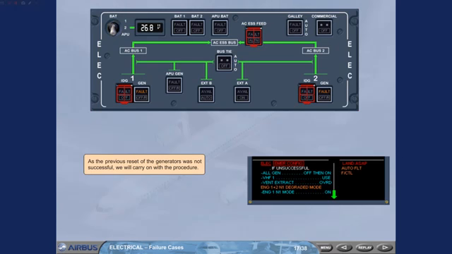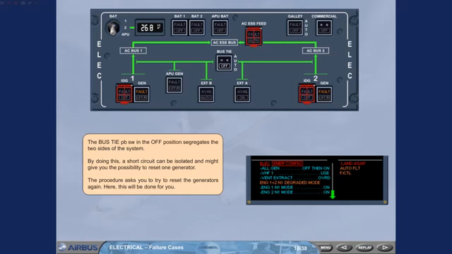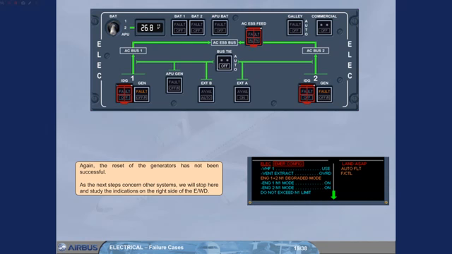As the previous reset of the generators was not successful, we will carry on with the procedure. The bus tie push-button switch in the off position segregates the two sides of the system. By doing this, a short circuit can be isolated and might give you the possibility to reset one generator. The procedure asks you to try to reset the generators again. Here, this will be done for you. Again, the reset of the generators has not been successful.